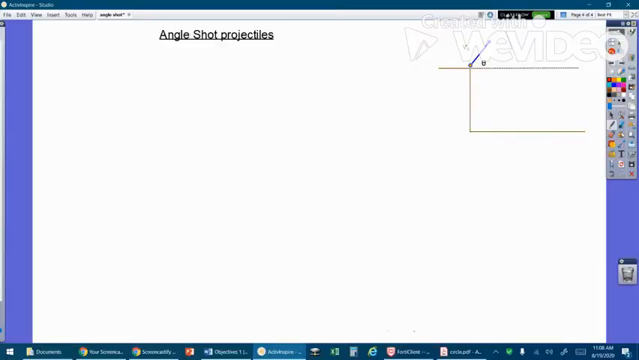Hello and welcome to Angle Shot Projectiles. In this video we're going to talk about all the different important positions along the trajectory of a projectile that is launched at an angle. We'll start by taking a look at this diagram over here.